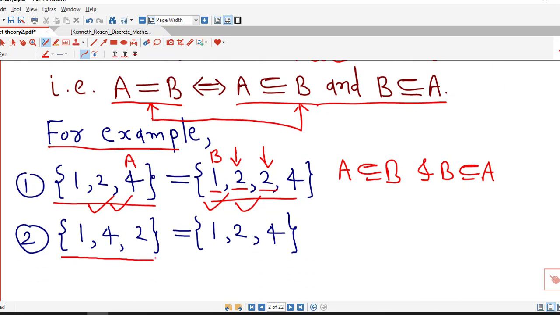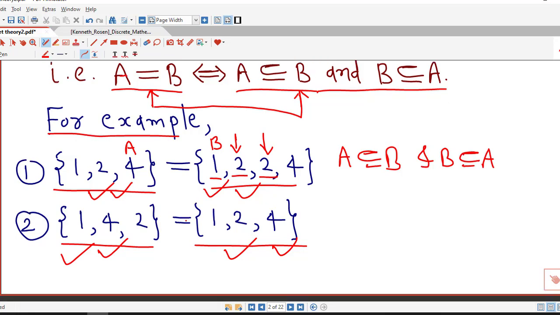And the order of elements is also not important whenever we are writing a set. So here we have 1, 4, 2, and here 1, 2, 4. But for equality, what we have to take care of is that every element of this set is present in this set, and every element of this set is also present in this set. So these two sets are also equal.